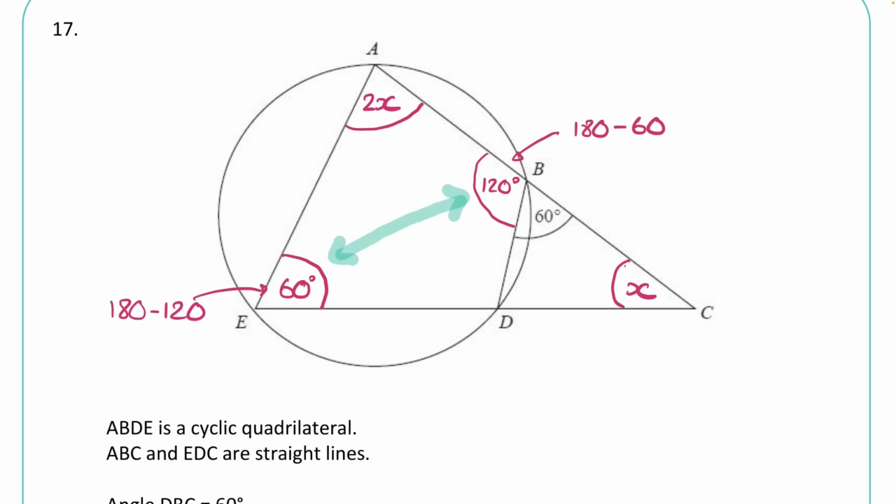We just have the cyclic quadrilateral, but we do have this larger triangle, which is sort of extending out of the circle. And if you have a look at that triangle, we have this angle of 60 and two missing angles, but we have an algebraic angle.